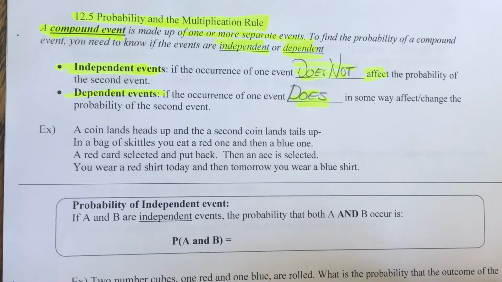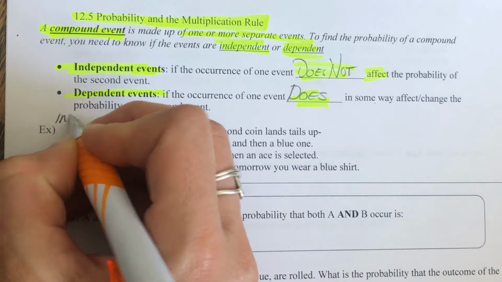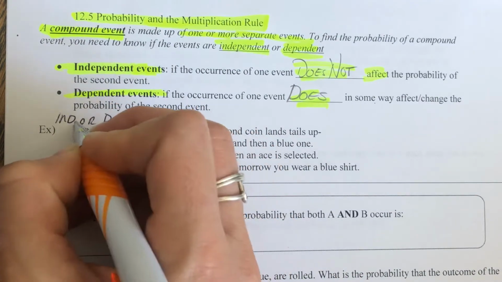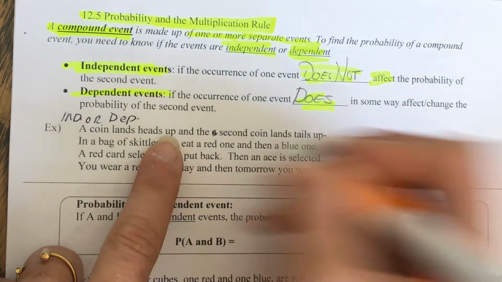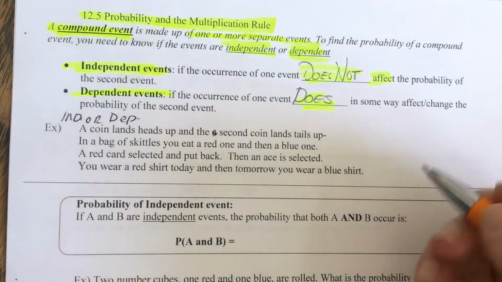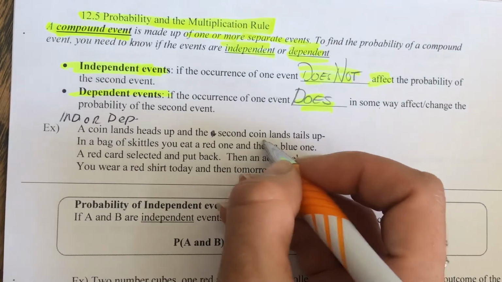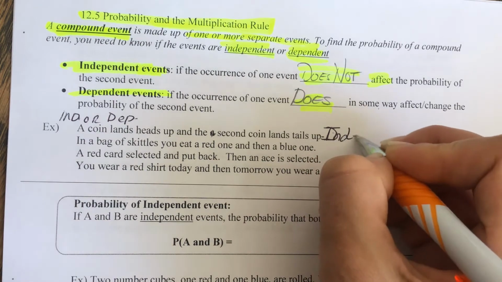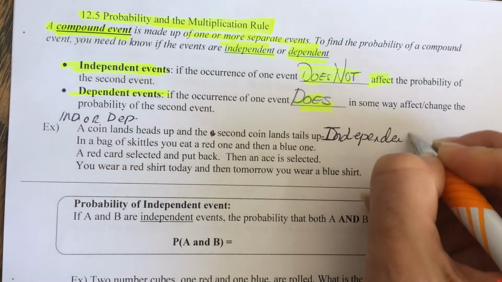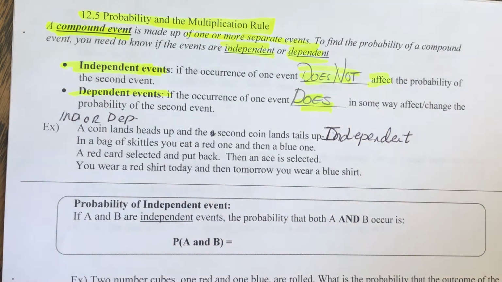For example, if I ask you the following, are they independent or dependent events? A coin lands up on heads, and then the second coin lands up on tails. Is that independent or dependent? The question is, does this have anything to do with this? No. So it is independent, because the outcome of the first coin is in no way going to affect the second toss.